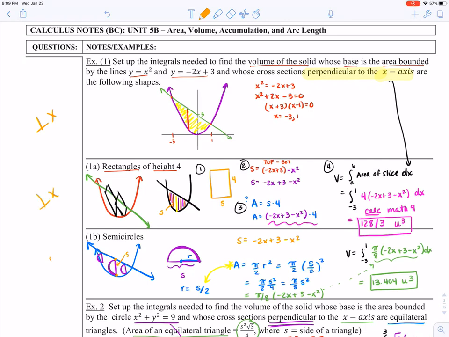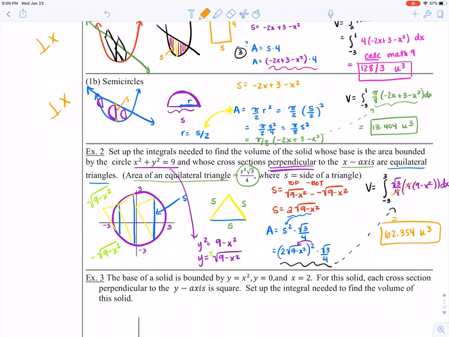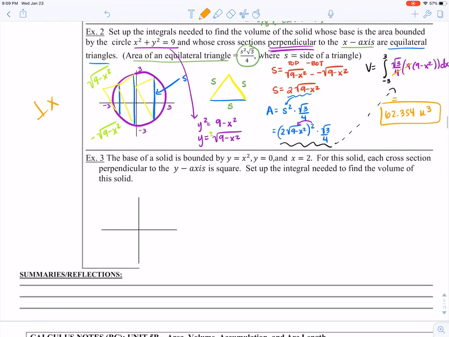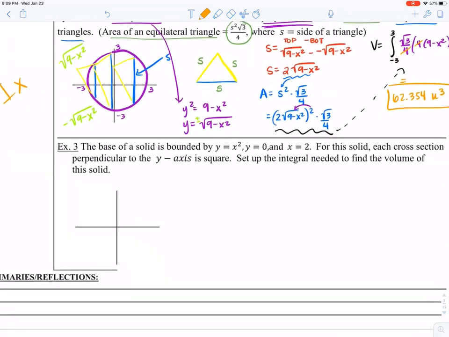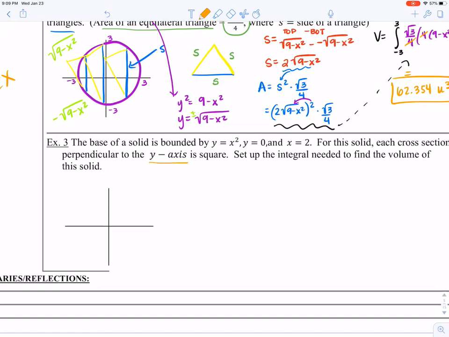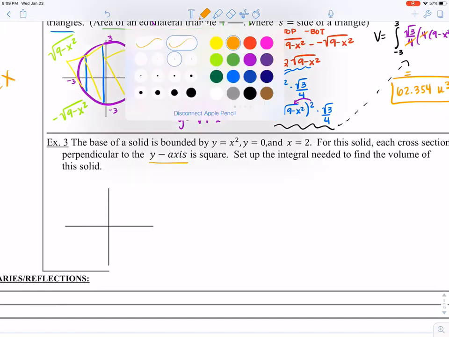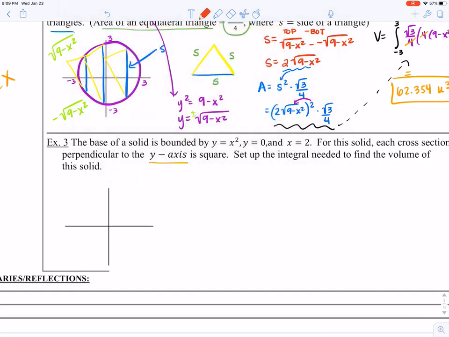Now, all three examples that I've just done have been easy because they've all been oriented perpendicular to x. The one that I think is probably the most discomforting is going perpendicular to y, because you're going to have to do a dy integral. So let's do this one, be the last one we do.